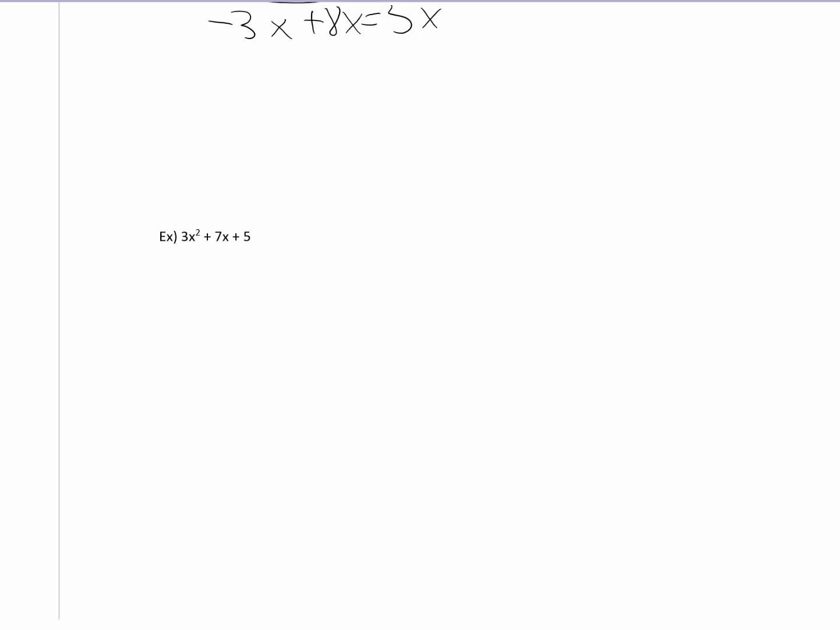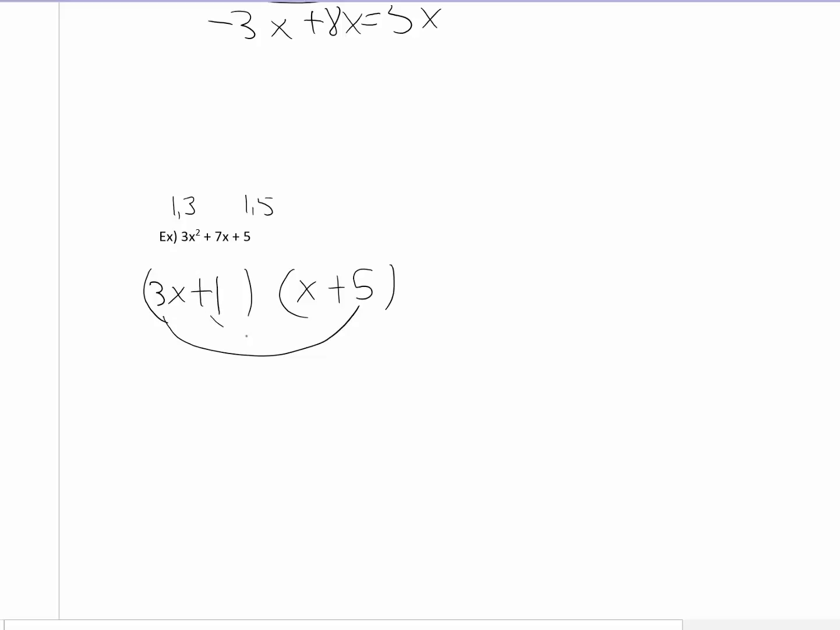Okay, one other example I want to take a look at. First off, is there a greatest common factor I can take out of all the terms other than 1? In this case, there isn't. The leading coefficient is not 1. So again, I'm going to try this factor by foiling technique. So all my factors of 3 are 1 and 3, factors of 5 are 1 and 5. Because the constant is positive and the middle term is positive, I know my signs are both positive. So let's try 3x and x, and then let's do 1 and 5. So we need to check the outer and the inner.